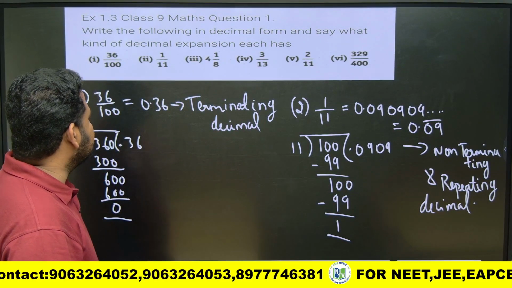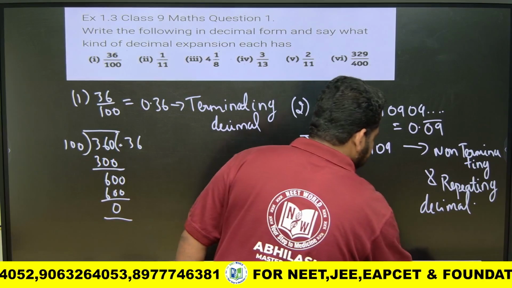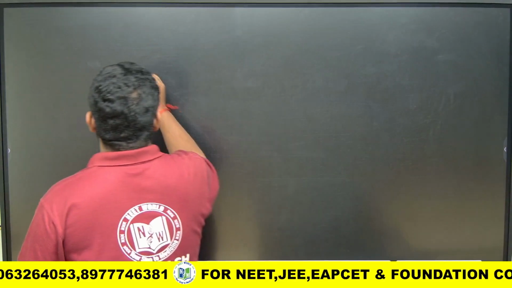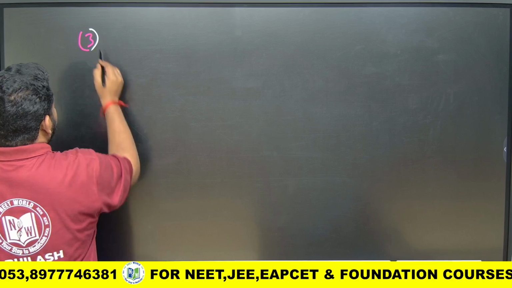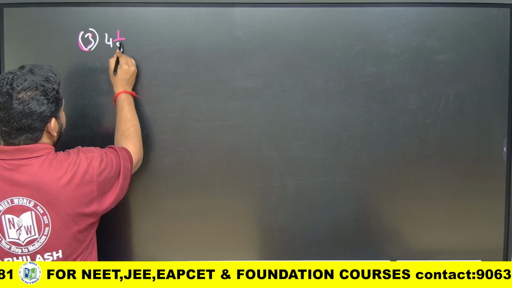Let us look at the third question. Okay, the third question is what? 4 times 1 by 8. That is what they have given: 4 times 1 by 8. This is a mixed fraction question.